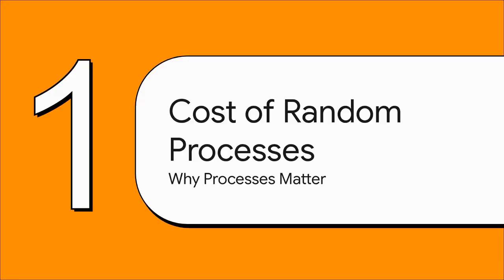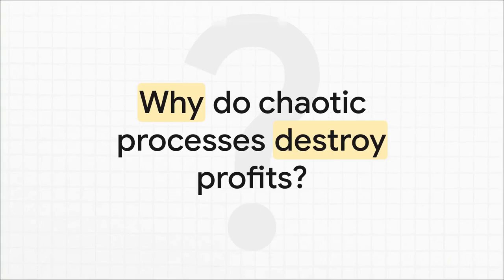Section 1. The cost of random processes. Before we can fix a system, we really have to understand the massive problem that plagues almost every organization out there. Think about this for a second. Why do chaotic business processes absolutely destroy profits? Well, simply put, doing business requires business processes, and executing those processes requires resources, whether we're talking about time, manpower, or materials. When these processes are random, they act like a bucket with a giant hole in it. They literally just bleed cash.